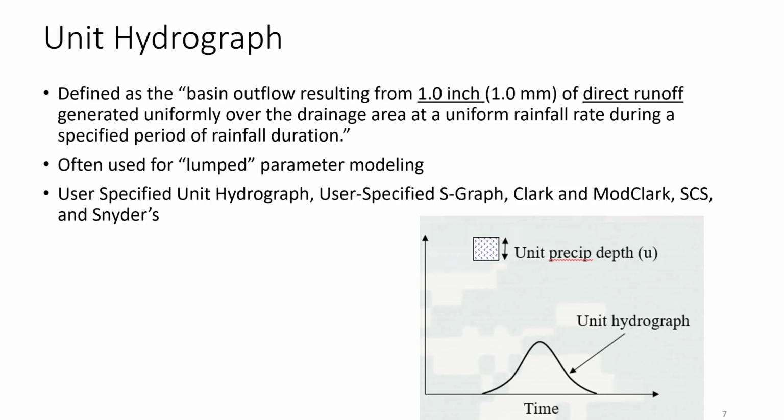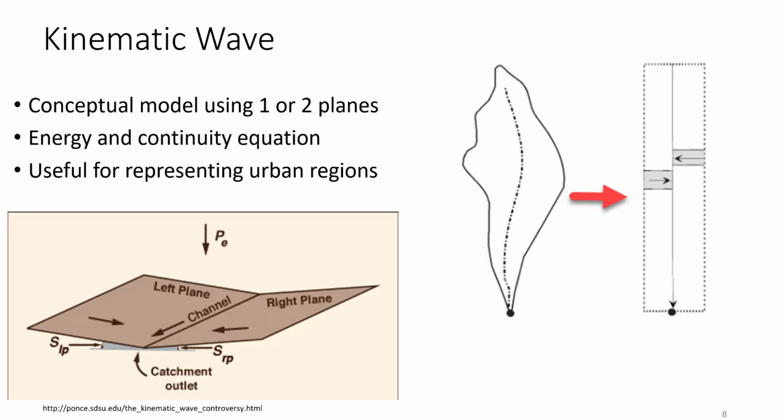Unit hydrograph is often used for lumped parameter modeling, meaning the parameters that characterize the unit hydrograph is an average over the watershed area and ignores spatial variation. There are exceptions to this with the Mod-Clark method, but we will discuss that in a different video. There are different ways to apply the unit hydrograph concept. In HMS, you have the ability to select from a number of different methods, such as Clark and SCS unit hydrograph methods.